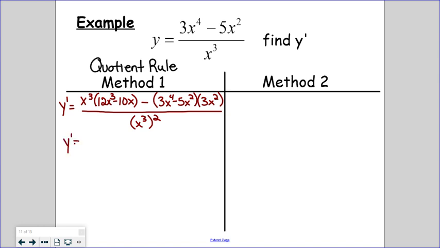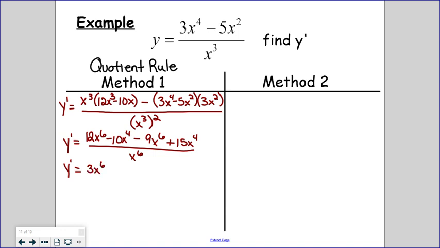All right, cleaning this up, I would distribute both of those, including the negative here. So let's see, we would get 12x to the 6th minus 10x to the 4th minus 9x to the 6th plus 15x to the 4th over x to the 6th. Combine my like terms: 3x to the 6th plus 5x to the 4th over x to the 6th.